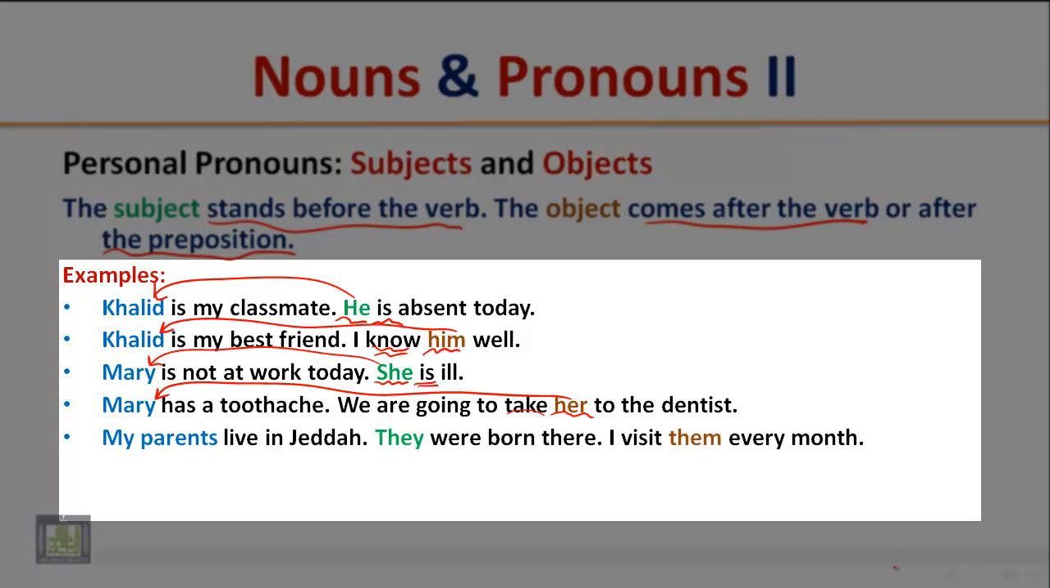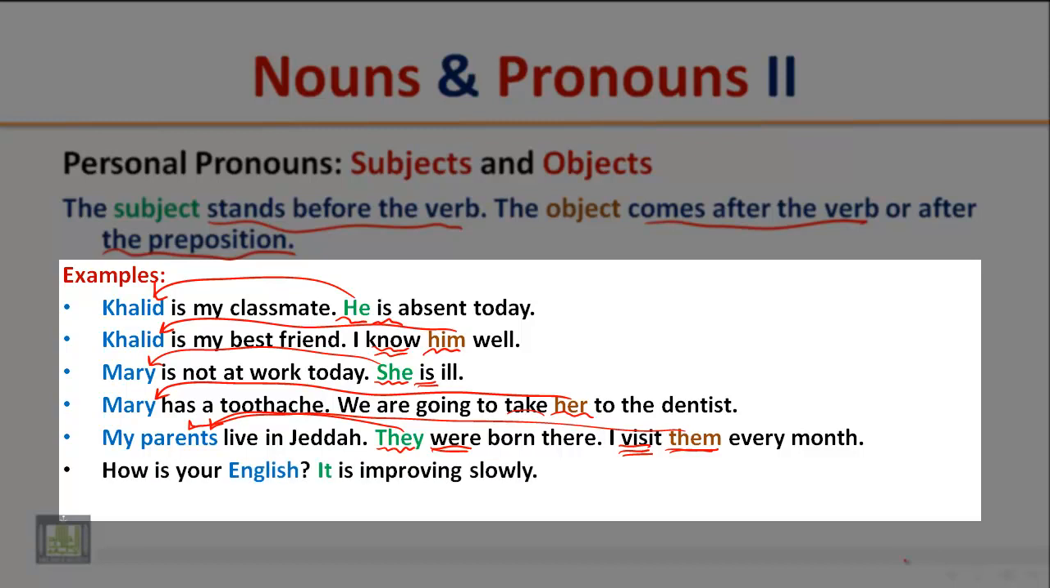My parents live in Jeddah. They were born there. I visit them every month. They is a subject pronoun. It stands before the verb were. They refers to my parents. Them is an object pronoun. It comes after the verb visit. Them also refers to my parents. How's your English? It is improving slowly. It is a subject pronoun. It stands before the verb is. It refers to English.